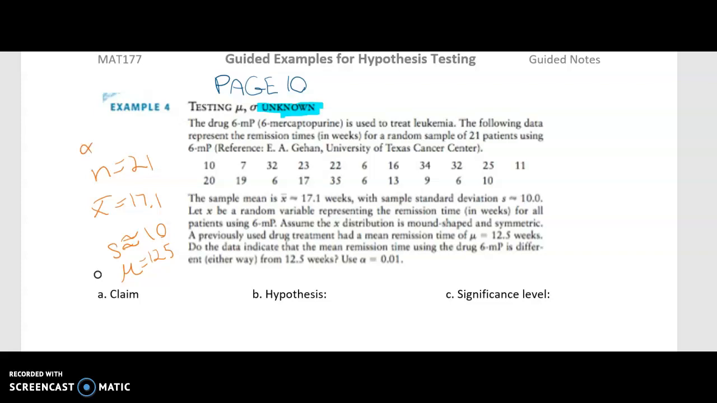Use alpha equals 0.01. Once again, when I do a problem like this, I know it's important to know whether sigma is known or not. So I like to write that at the top of my paper. And if sigma is unknown, just like with confidence intervals, we're going to use a t-test. For confidence intervals, we use t-interval. Here we're going to use t-test.